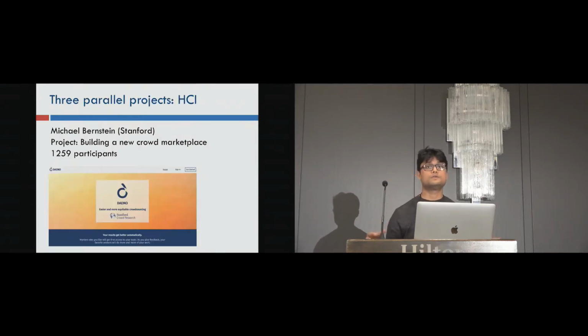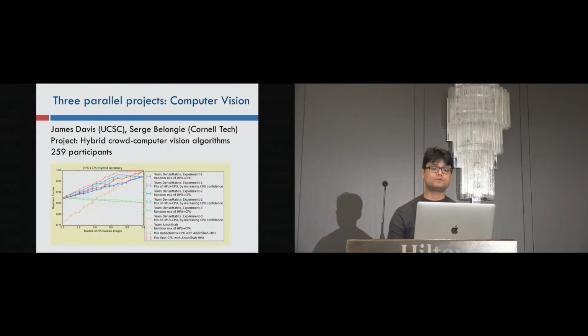So far, as part of the crowd research initiative, there were 3 projects. Number one was HCI, led by Michael Bernstein at Stanford, and the project was to create a new crowdsourcing marketplace. It was very meta. We basically got the crowd to create a crowdsourcing marketplace. The second project was in computer vision, led by James Davis at UCSC and Serge Belongie at Cornell Tech. And the goal was to create hybrid crowd computer vision algorithms.